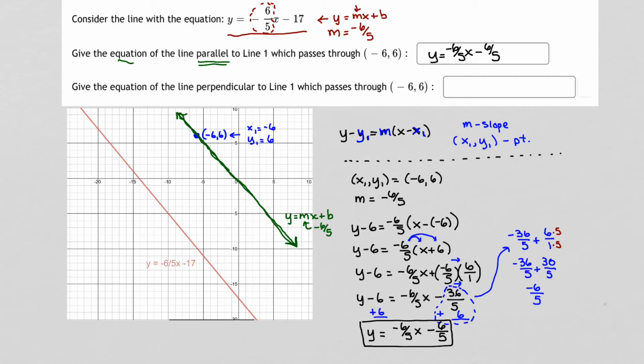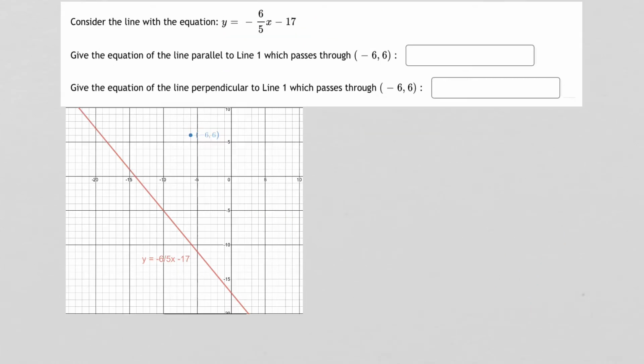Let's start fresh on a new page to do the second part of this problem. The second part is, instead of finding a line that's parallel, we want to find a line perpendicular. So now, continuing on, we are going to find the line perpendicular to the given line, passing through the point negative 6, 6. So again, we're passing through the point negative 6, 6, but this time we want to be perpendicular. And what does that mean, to be perpendicular?